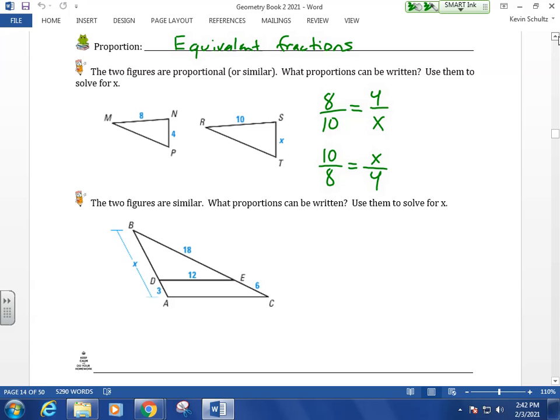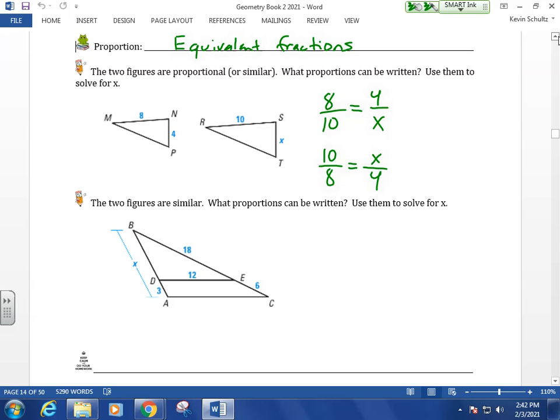These two proportions go from one triangle to the other, right? 8 is to 10 as 4 is to x, or 10 is to 8 as x is to 4. What else can we do? Julia? That's pretty much what we have here, that 8 over 10 equals 4 over x. Yep, it's just written opposite.